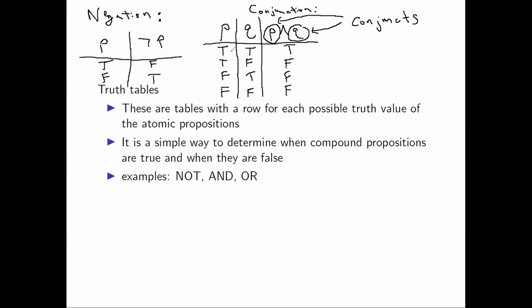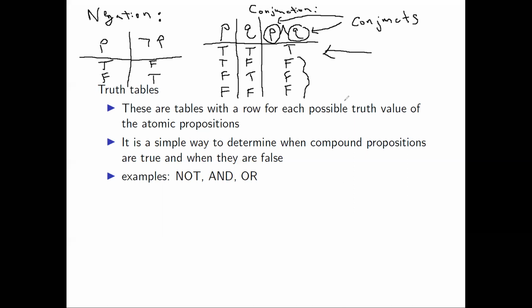So for the truth table for conjunction, we can notice an interesting fact here: only one line of the truth table has a true in the conjunction column, and the other three lines are all false.